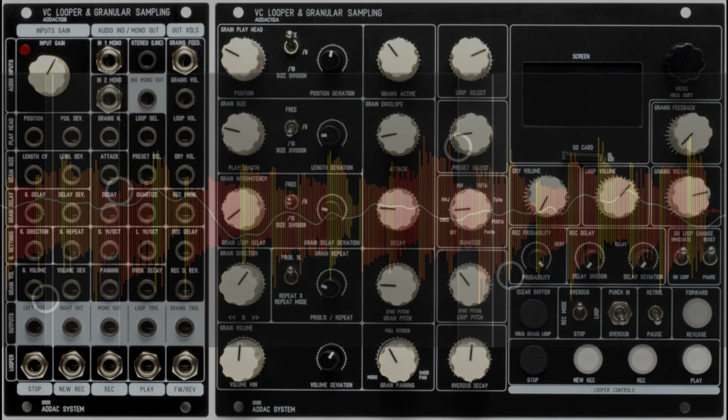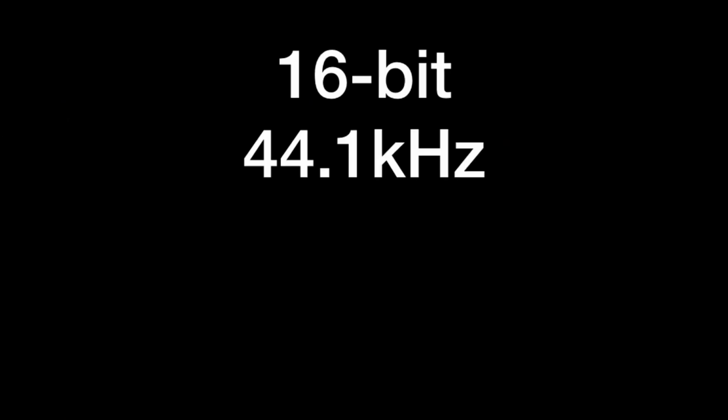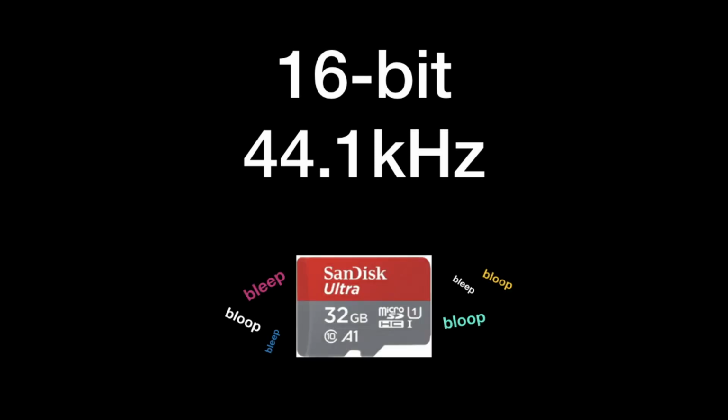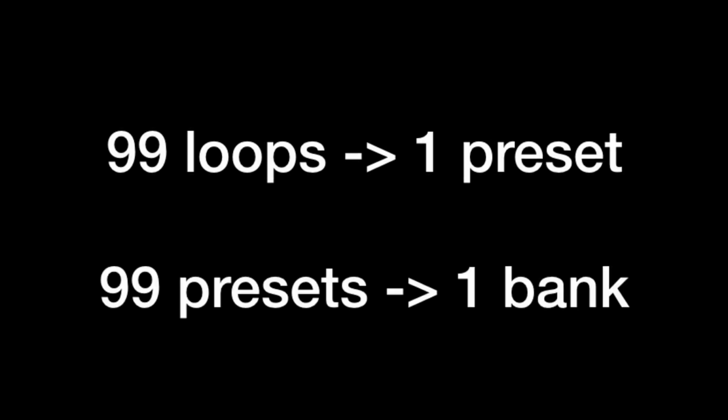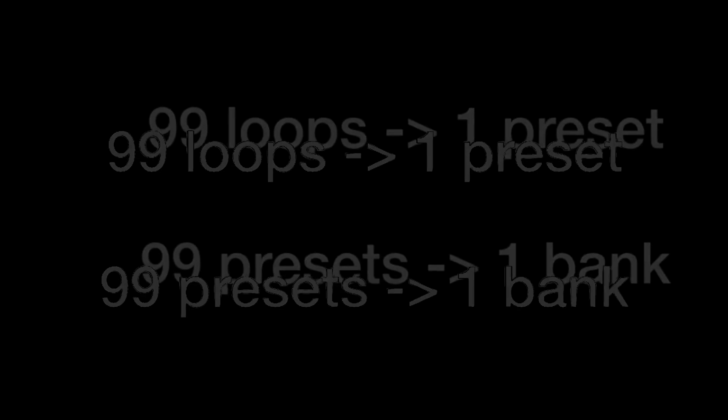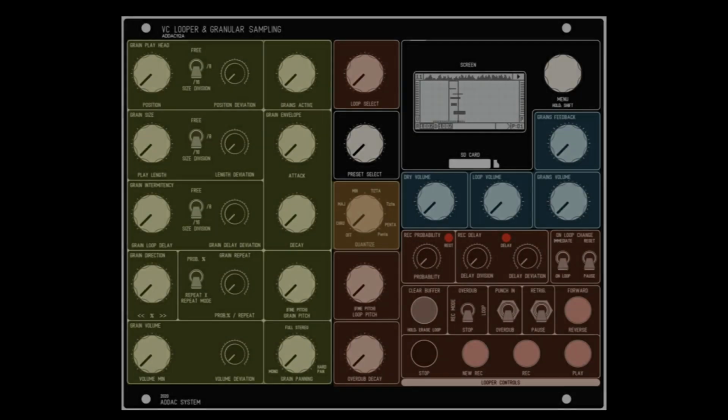In terms of its audio specs, the module records at 16-bit 44.1 kHz resolution, and files are saved onto an SD card. Up to 99 loops can be saved to a preset, and up to 99 presets can be saved to a bank. Now let's take a look at the main functional blocks of the 112.